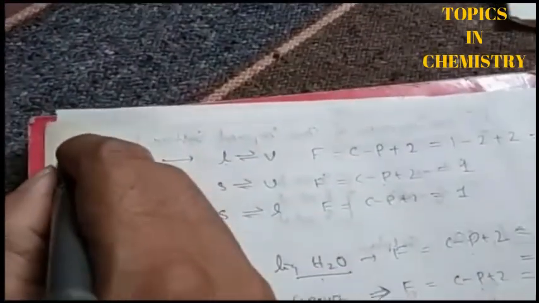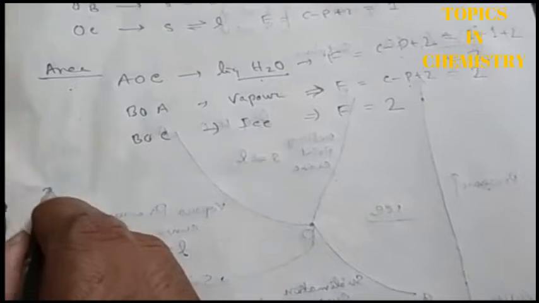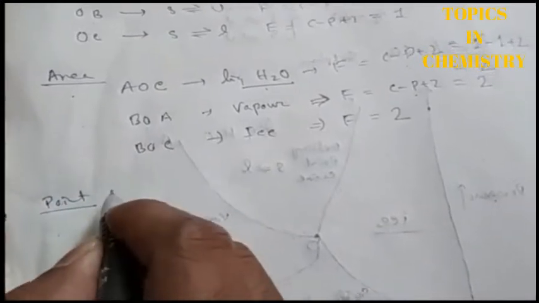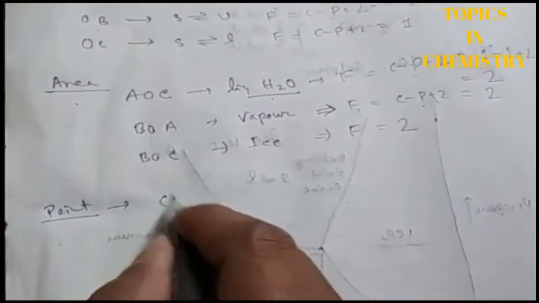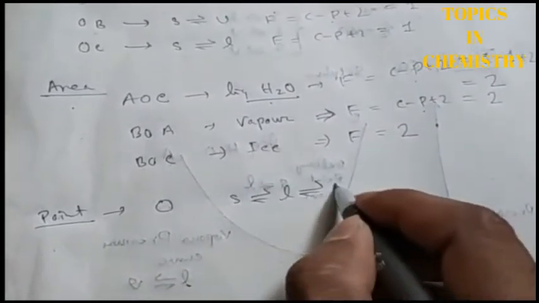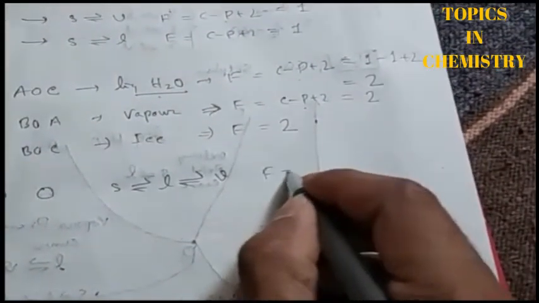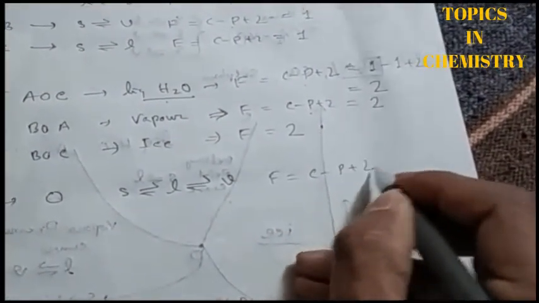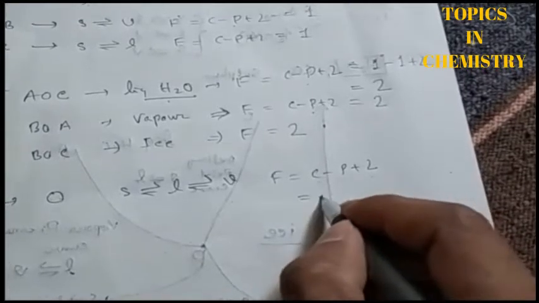So here, if you see, these are the curves, and this is the area, and another equilibrium is present there, that is the point. Only one point is present, that is the O. At the O point you can see the solid is in equilibrium with liquid and with vapor. So here three phases are present, so F is equal to C minus P plus 2. There is only one component, minus three phases, plus 2, that is equal to 0.